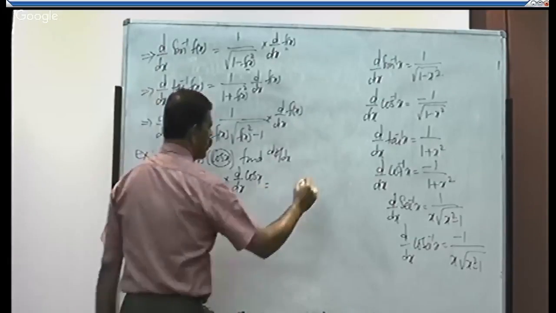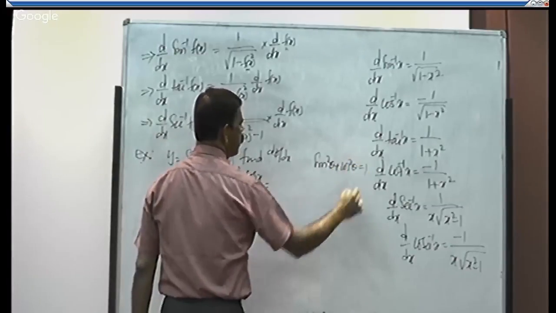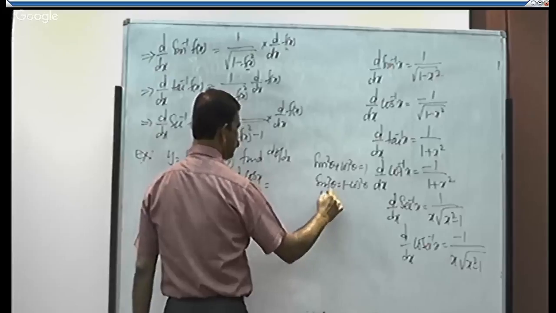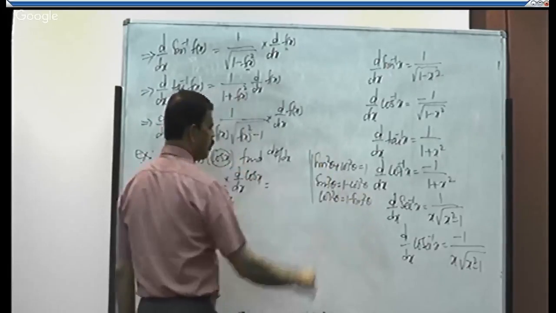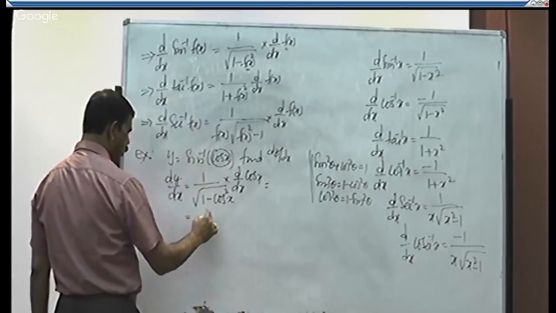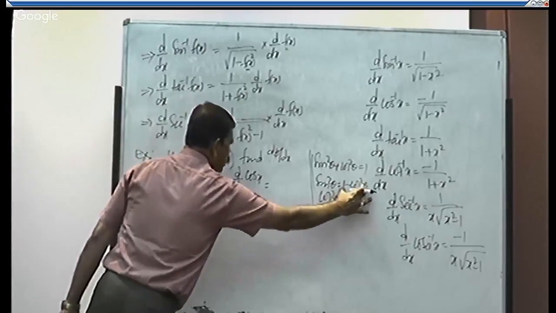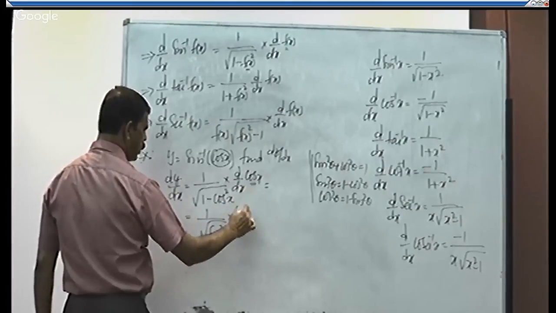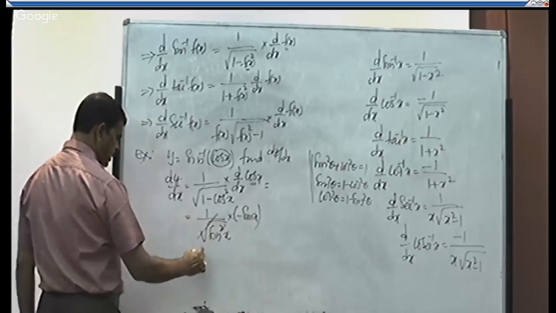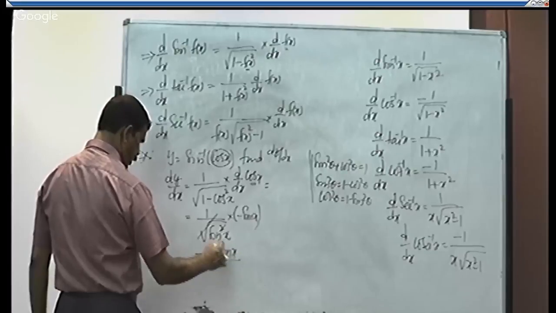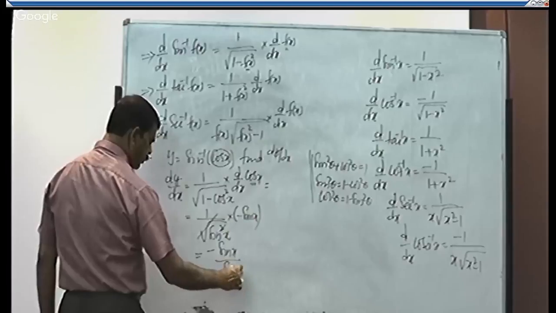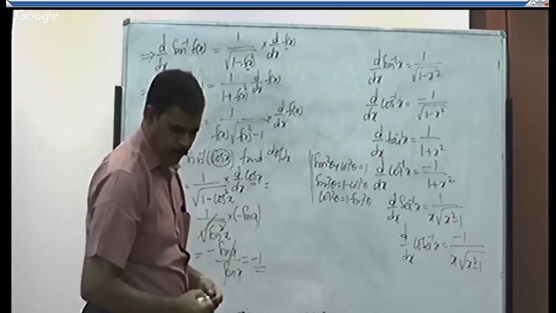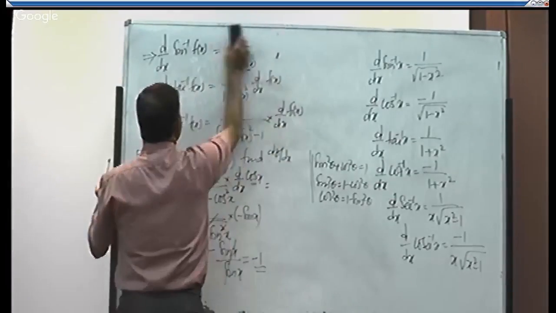As we know, sin²θ + cos²θ = 1, or sin²θ = 1 − cos²θ, or cos²θ = 1 − sin²θ. This is a trigonometric identity. So 1 − cos²x is sin²x. Root of sin square x into the differentiation of cos x, which is minus sin x. The square root and square get cancelled. What is remaining? Minus sin x divided by sin x. Sin x again cancels. What is remaining? Minus 1 is the answer. We will extend this idea for other functions also.